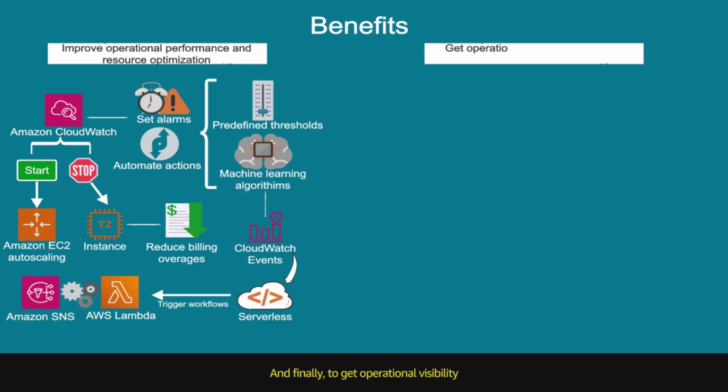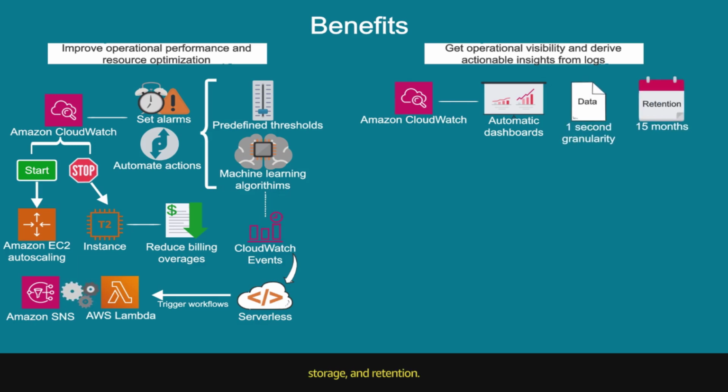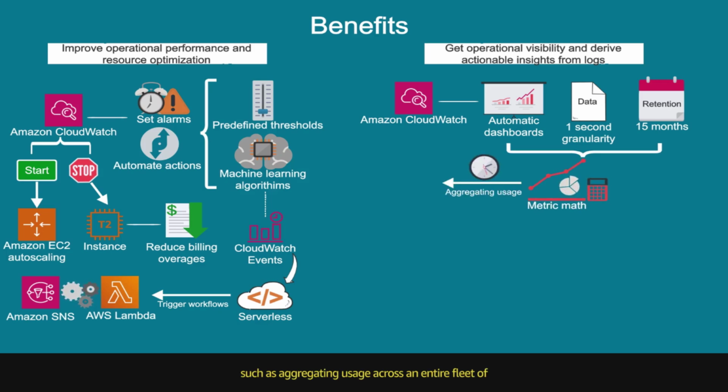And finally, to get operational visibility and derive actionable insights from logs, CloudWatch provides automatic dashboards, data with 1-second granularity, and up to 15 months of metric storage and retention. You can also perform metric math to gain insights, such as aggregating usage across an entire fleet of EC2 instances.